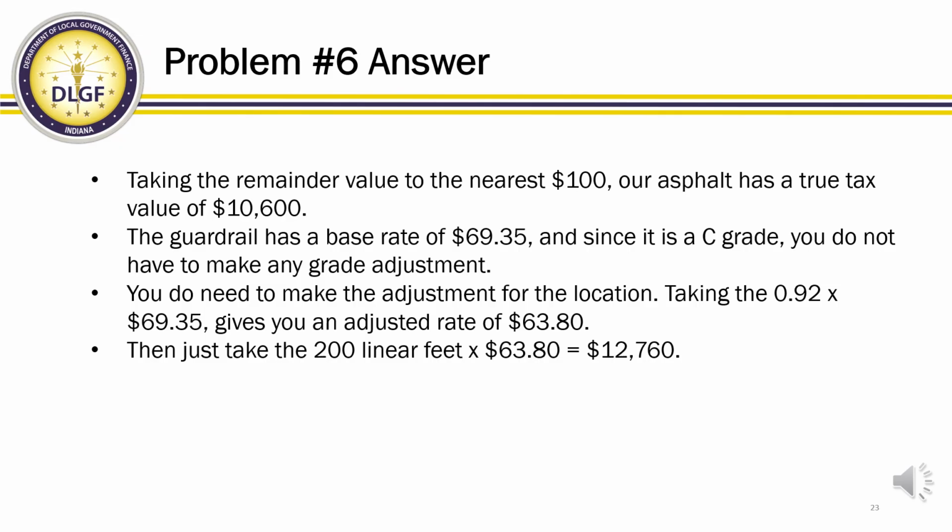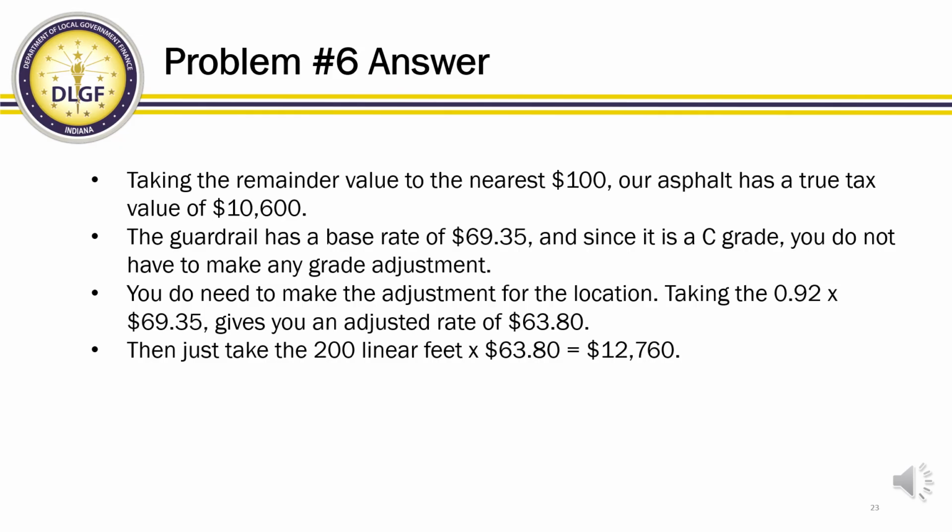Again, if we fill in the information under our summary of improvements, the use is a guardrail, it's metal construction, it's a grade C, built in 1993, and it's in average condition. So we're going to go to Appendix G, Schedule G, again in our yard items. We're going to go down to guardrails.